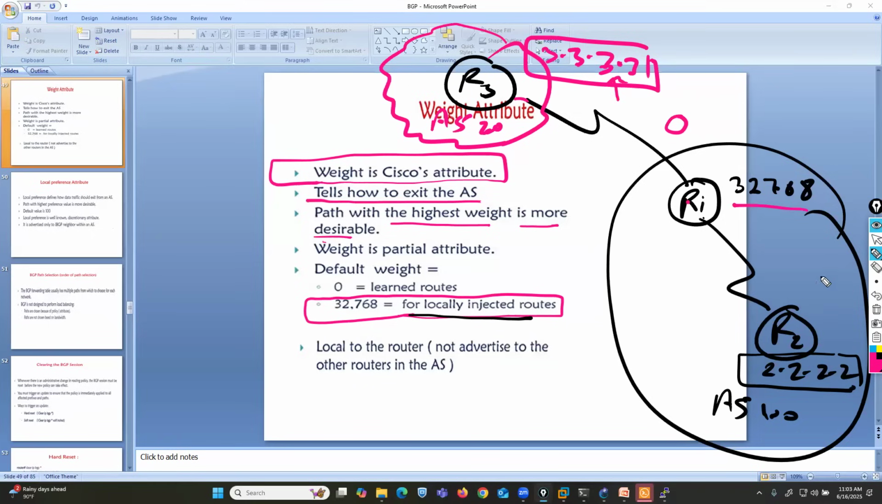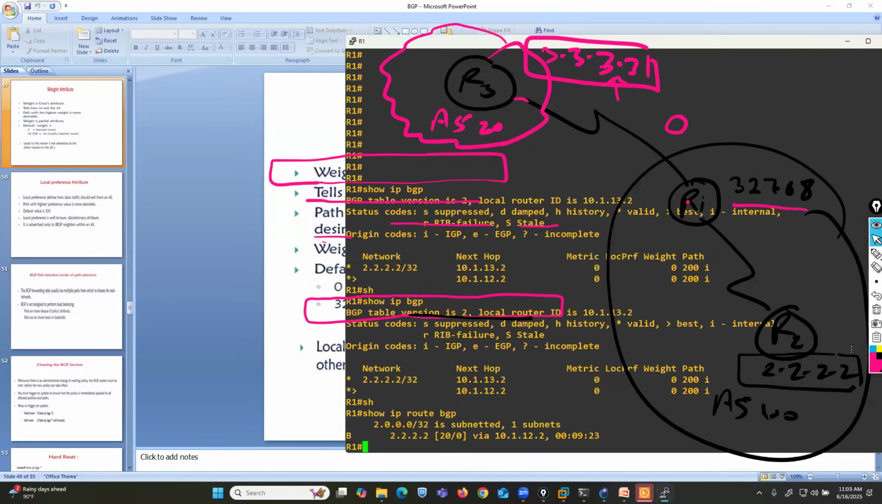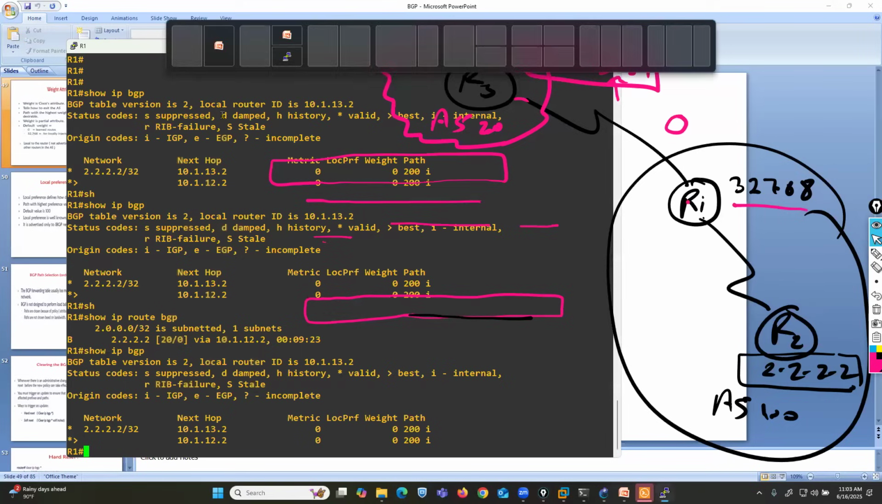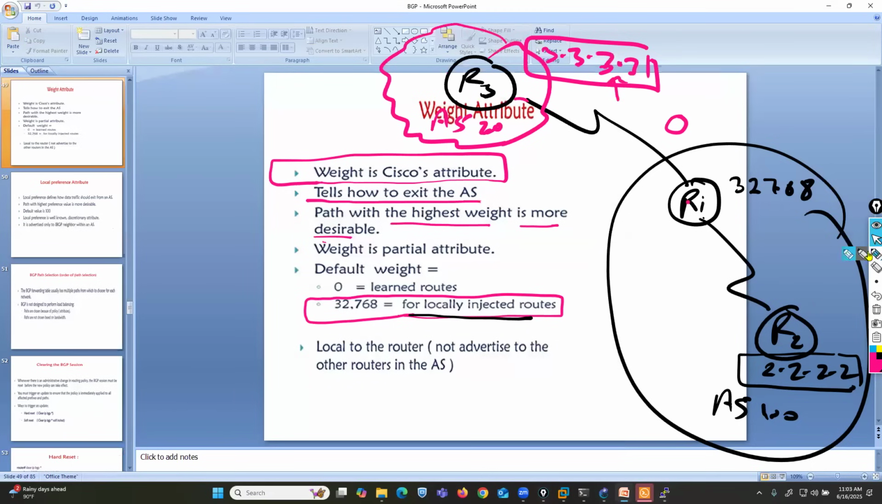32768. That's why you can see here, if you check on R1 with show ip bgp, the default weight is what? 0. Because routes are coming from a different AS. If routes are coming from a different AS, the weight is 0. If routes are coming from the same AS, weight is 32768. Okay.